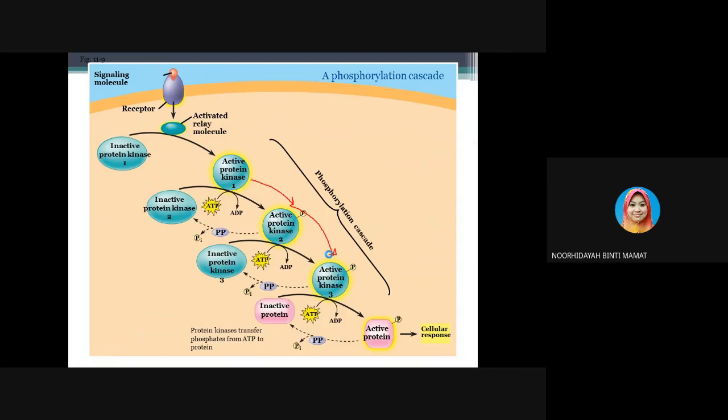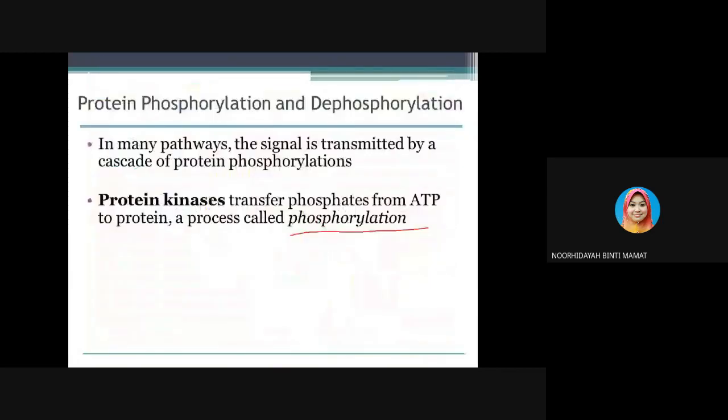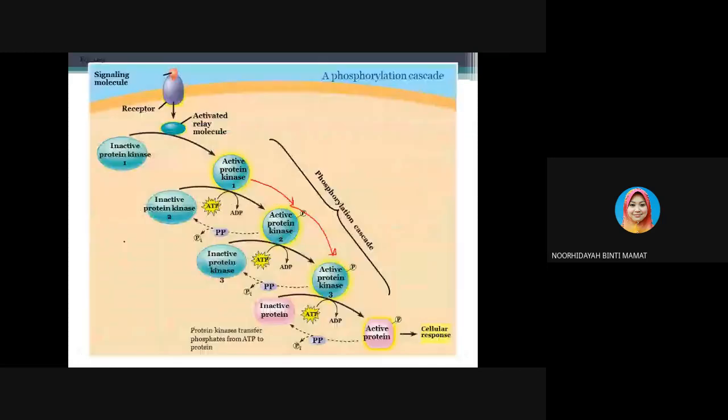Just now we were talking about the protein kinase transferring phosphate from ATP to the protein. So it transfers the phosphate from the ATP to the protein. This is what we call the phosphorylation cascade, where the protein kinase transfers the phosphate from ATP to protein. So this is the multiple pathway which is amplifying a signal.